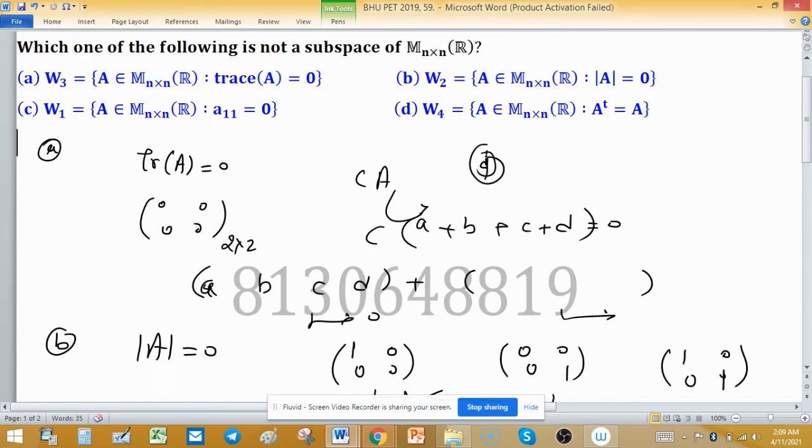W4 has the property A transpose is A, meaning a real symmetric matrix. The sum of two real symmetric matrices is again symmetric. Multiplied by any real scalar, it is also a symmetric matrix. And the 0 matrix is again a symmetric matrix. So option D forms a subspace. So the correct choice is only option B, where W2 is not forming a subspace.